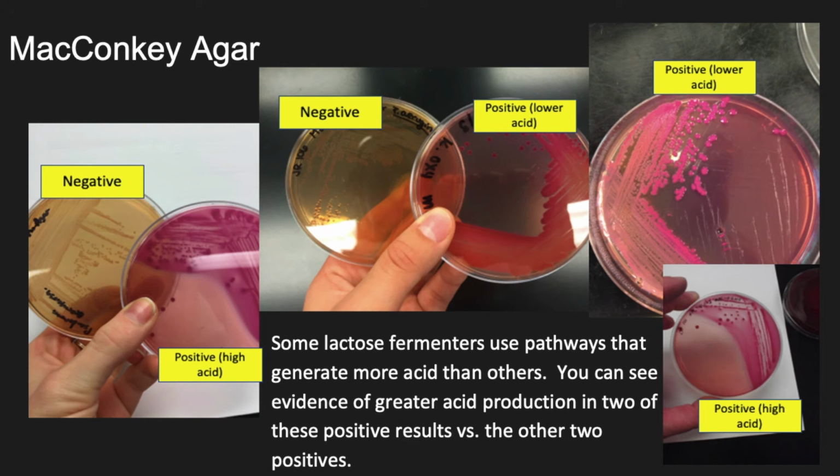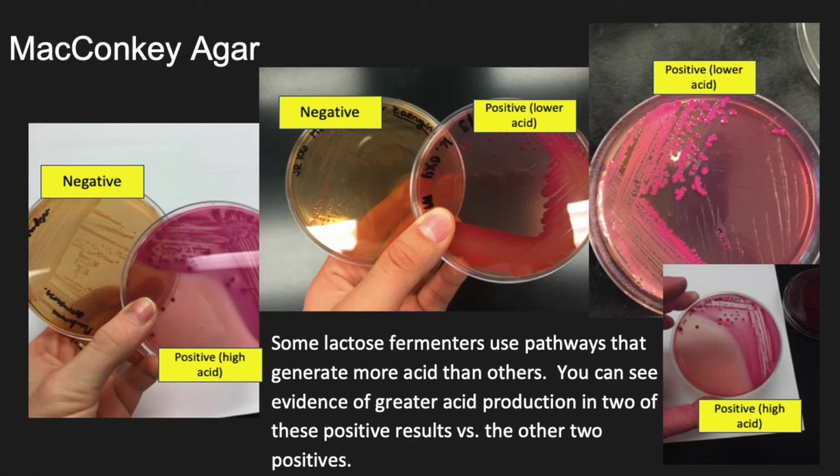So on the McConkey agar, some lactose fermenters use pathways that generate more acids than others. And you can see the evidence of that in two of these positive results and the other two positives. So you can see a negative result. We know it's going to look just like the uninoculated plate. And a positive result is going to grow in that kind of pinkish red colony, right?